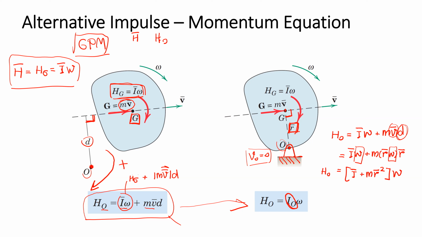So the angular momentum about point O now is equal to I bar, the moment of inertia about CG, plus m r squared, and multiply by omega.